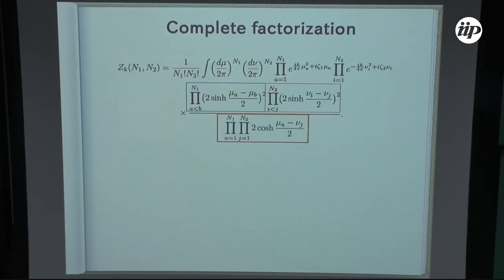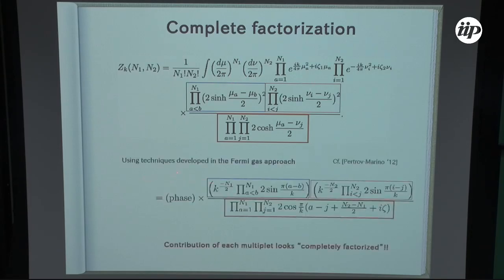So to answer this question, we just integrate this integration. And by using some technique developed in the Fermi-gas approach, the final result is actually very simple. This is the result, and the structure seems preserved. So it is very much like pure Chern-Simons, and it looks like each contribution is completely factorized. This calculation is very simple, but today I will skip the precise derivation. If you are interested, I can explain later.